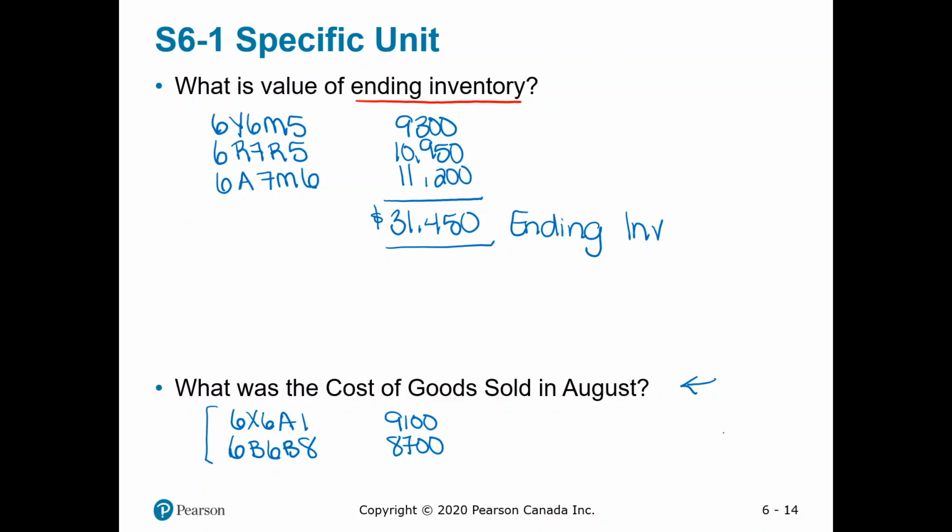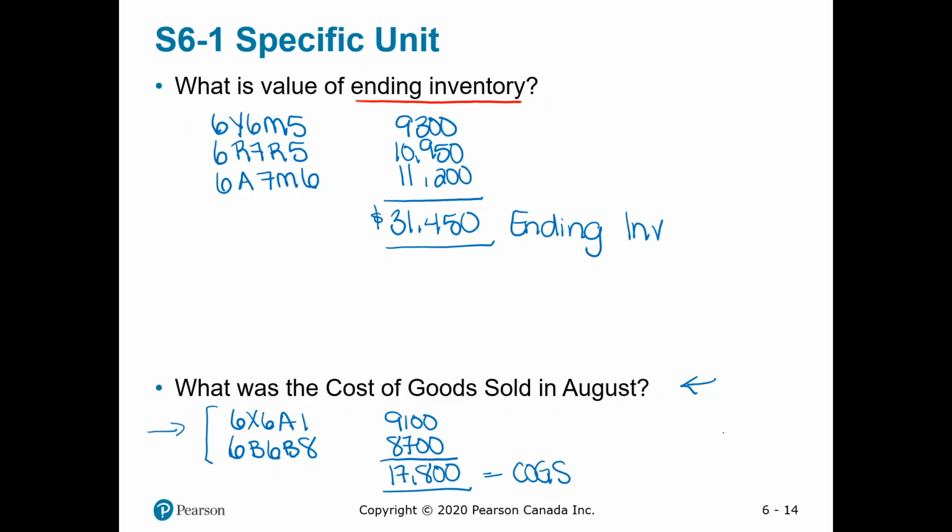Since we know the ending inventory and we know the 2 items sold, we can do the cost of goods sold as well. If we add the $9,100 plus $8,700, we get to $17,800. That would be in our cost of goods sold account for this company for that month.